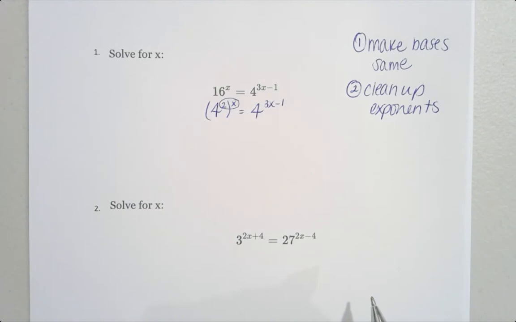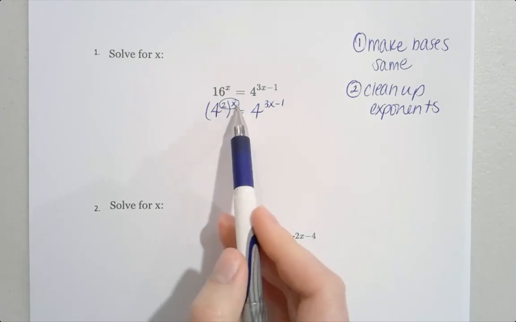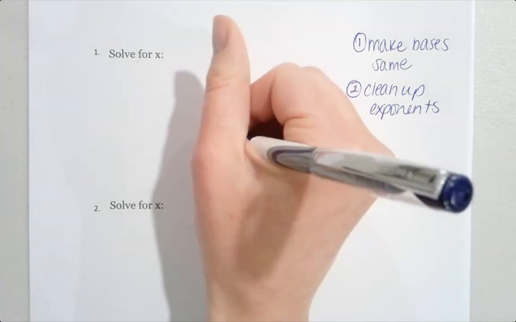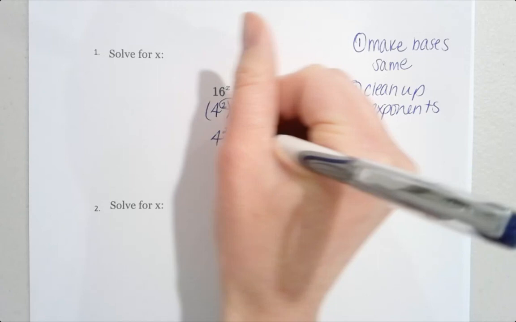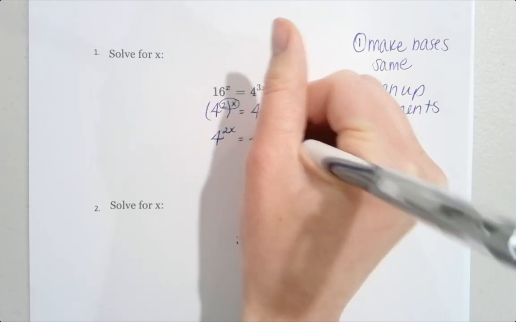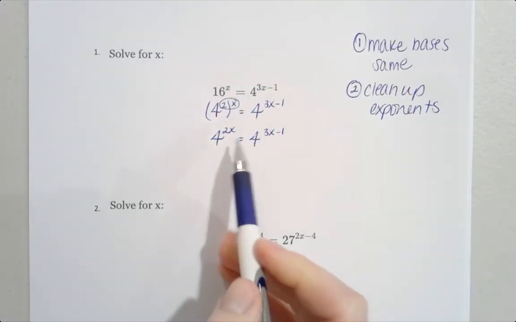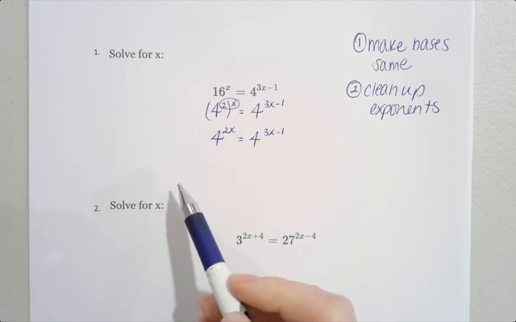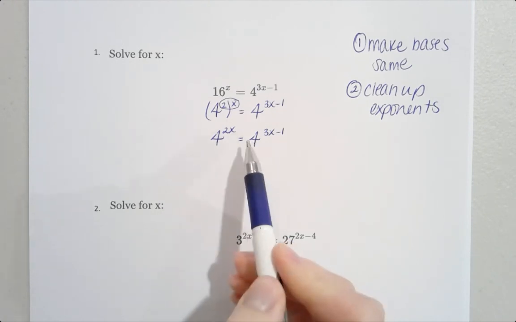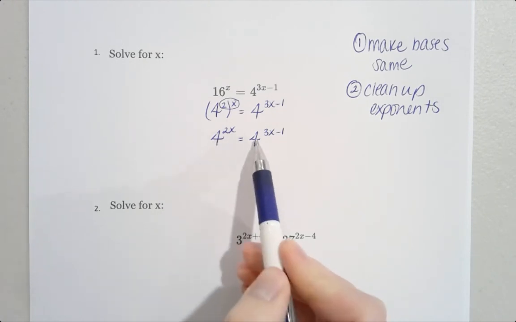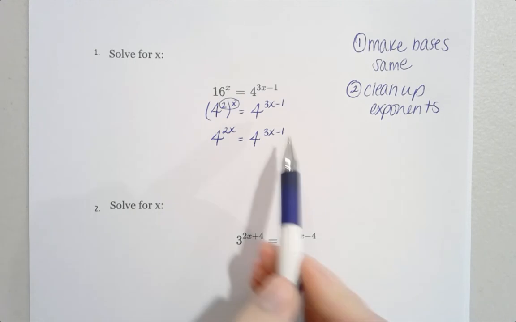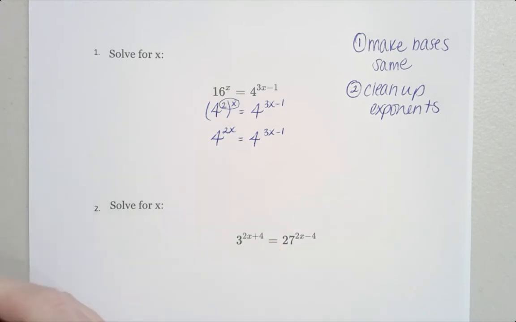Now, sometimes it's going to be pretty simple like this one. Other times it's going to be a little bit more complicated. You might already notice that from looking at the second problem, but really no big deal. 2 times x is going to give me 2x. So I'm just going to rewrite this as 4 to the 2x is equal to 4 to the 3x minus 1. Now, why did I do this? I set these two expressions equal to each other with the same base because if the bases are equal to each other, that means that my exponents must be equal to each other.